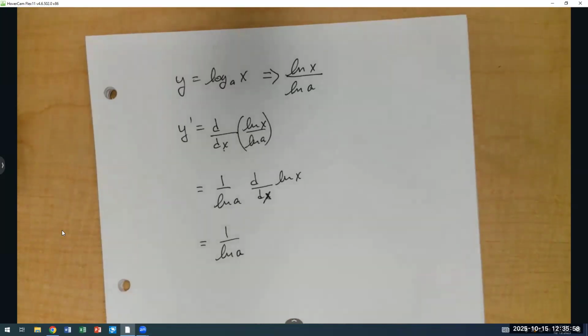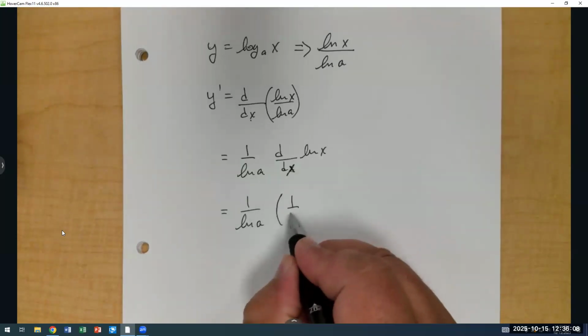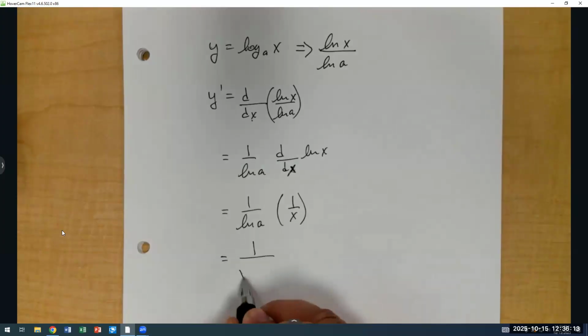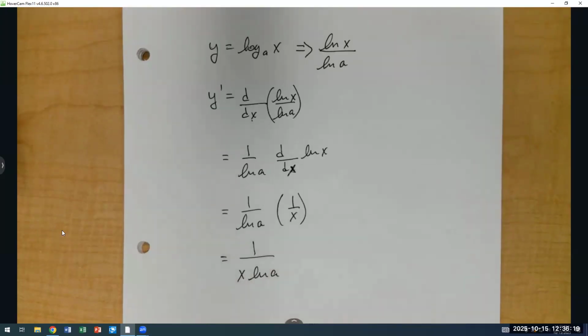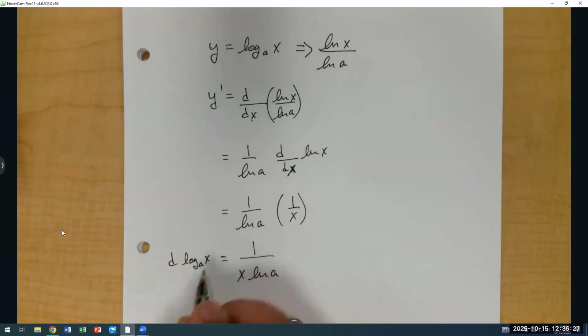What's the derivative of ln x? We just talked about it. 1 over x, thank you. So it's 1 over x ln a. That's the derivative of log base a of x.